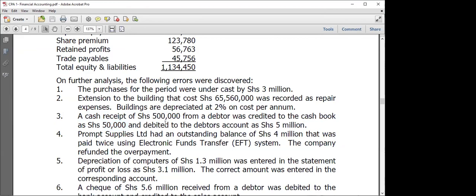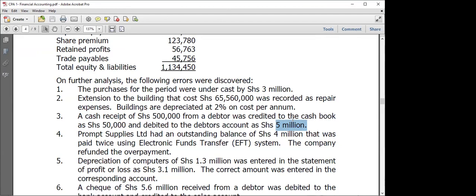And then they are saying it was debited to the debtor's account as how much? As 5 million. Now, if debtors are paying us, because a debtor in this case was paying us, debtors have a normal debit balance. If debtors are paying us, we are supposed to credit them. We went ahead and debited instead of crediting. So we did the opposite. It's an interchange, what was supposed to be credited, we debited.